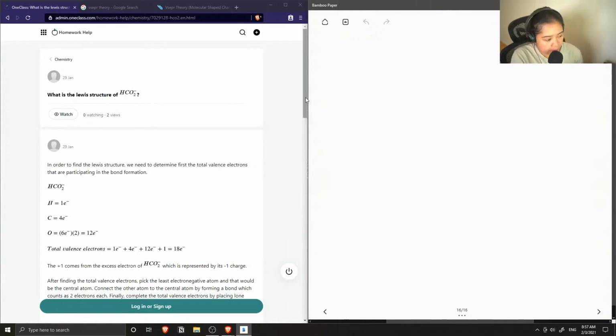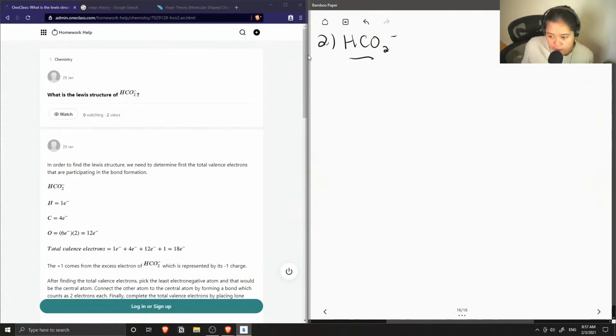Okay, so for question number 2, we have the ion HCO2-, and we need to draw its Lewis structure. So first, let's calculate the total number of valence electrons.